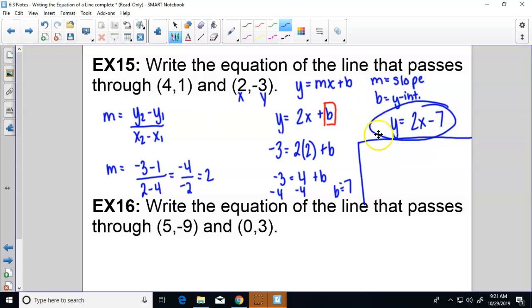If I had used 4 and 1, I would have 1 = 2 times 4 + b, which would give me 1 = 8 + b, and I would subtract 8, so -7 would equal b, which is what I have over here. So you can use either point. Just pick one, whichever one looks easiest to you. Okay? All right, questions?